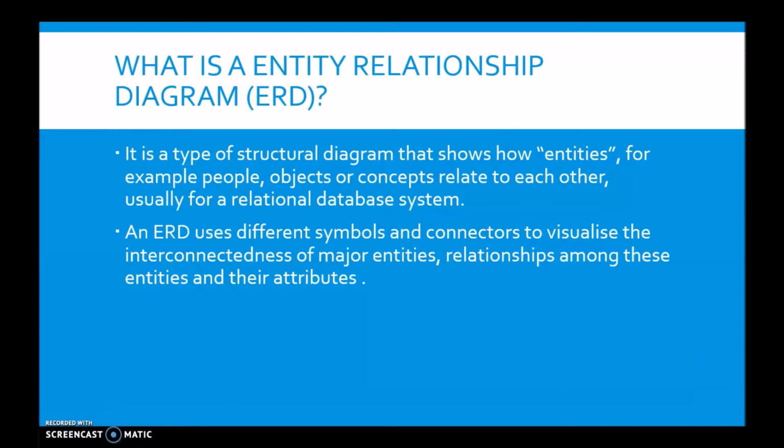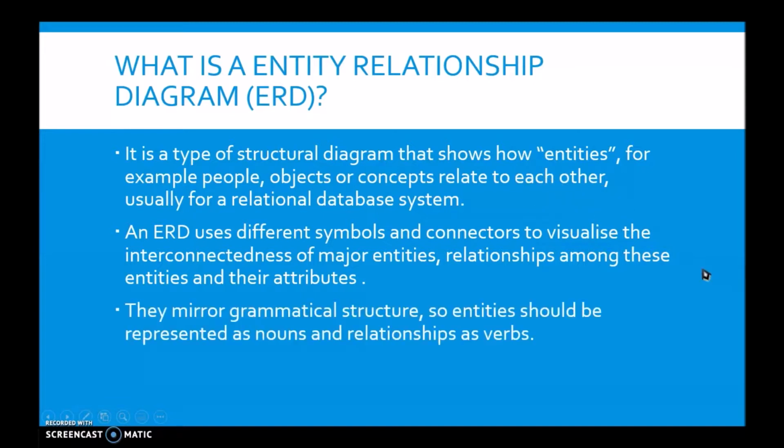What does this all mean? So we have entities and attributes, and we also have relationships amongst those. We'll see how everything relates in the next couple of slides. Entities should be nouns and relationships are verbs.